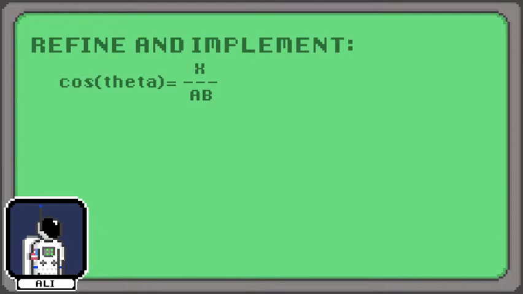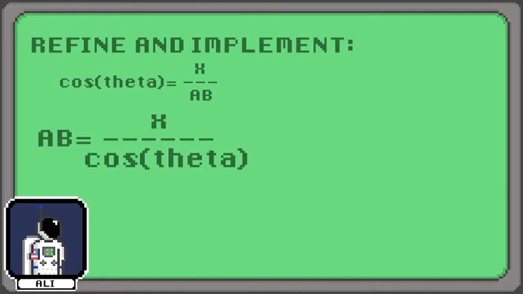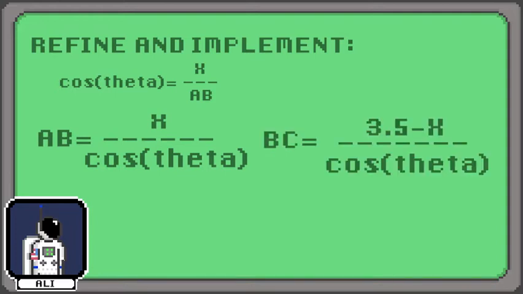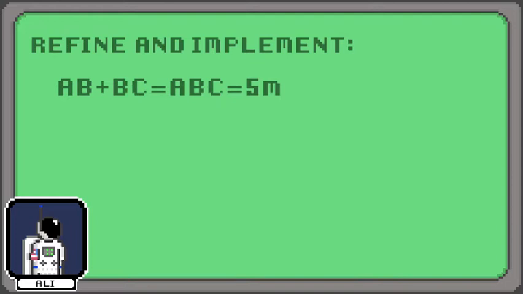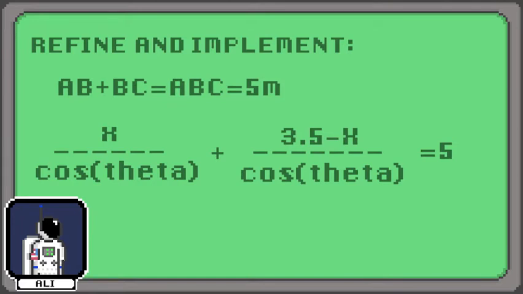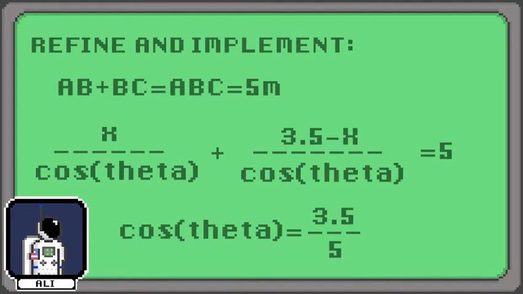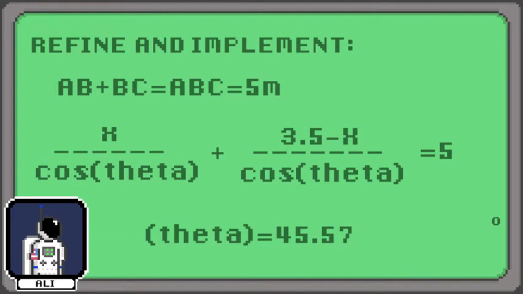We're going to use ratios to figure out what theta would be, since we know that cos theta would equal x over AB, or AB would equal x divided by cos theta. We can then also find what BC would be equal to, because we know that one of the sides of the triangle would be 3.5 minus x. So BC would equal 3.5 minus x divided by cos theta. We can then plug it back in, since we know that AB plus BC would equal ABC, or 5 meters. We do this and we find that cos of theta would equal 3.5 over 5, and then theta would equal 45.57 degrees.